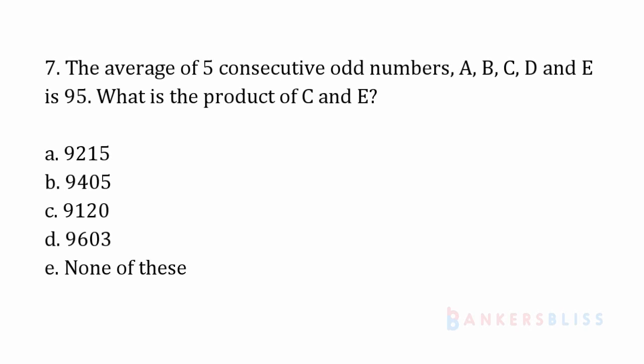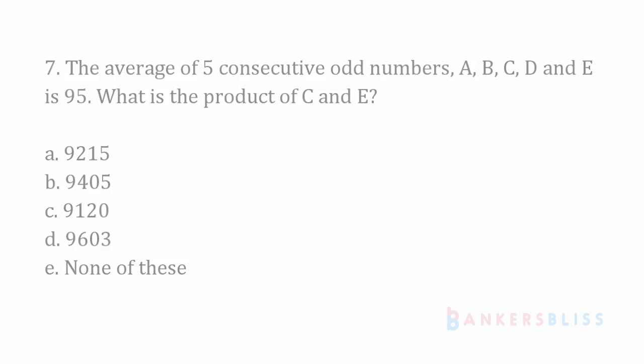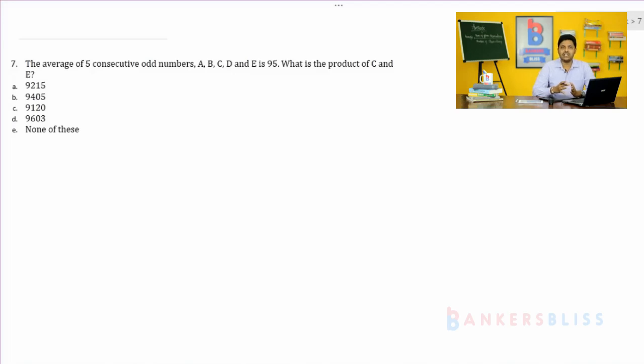The average of 5 consecutive odd numbers A, B, C, D and E is 95. What is the product of C and E? Similar type of problem, only few extension they have made. These type of problems are frequently asked in clerical level exams. So concentrate properly. Consecutive odd numbers have a common difference that is equal for every consecutive pair of numbers. So the series is in AP. So the middle number will be the average.